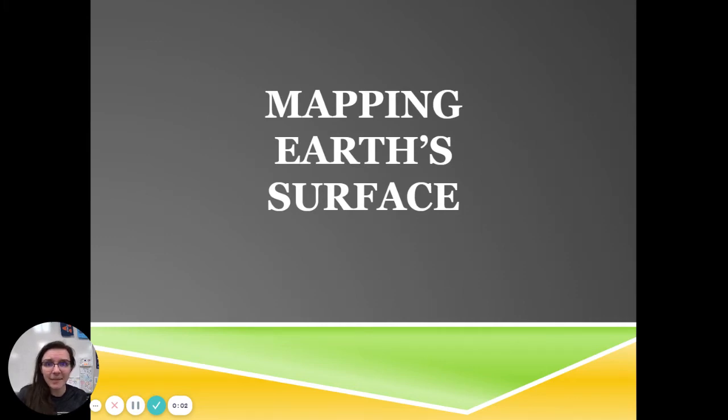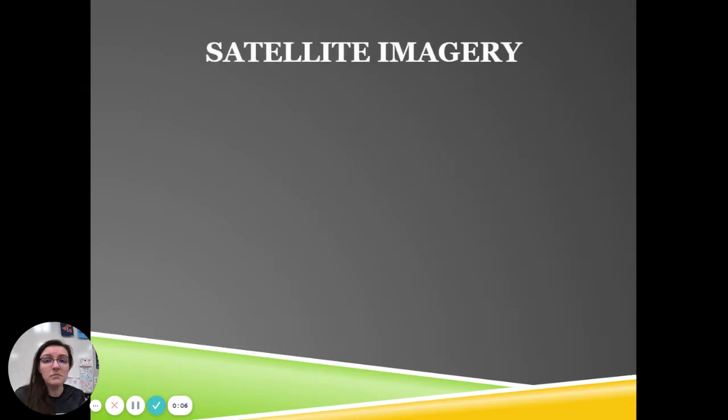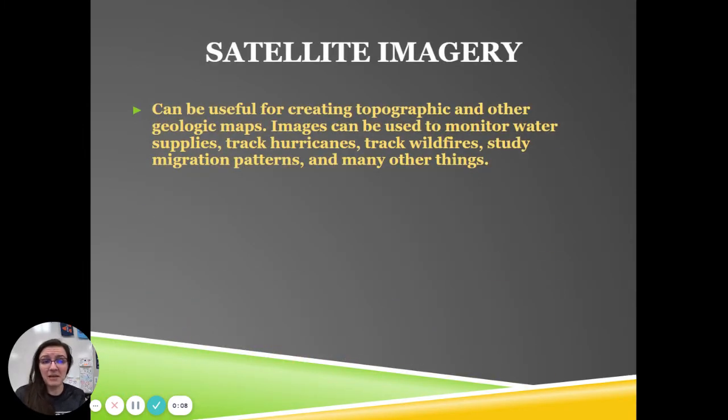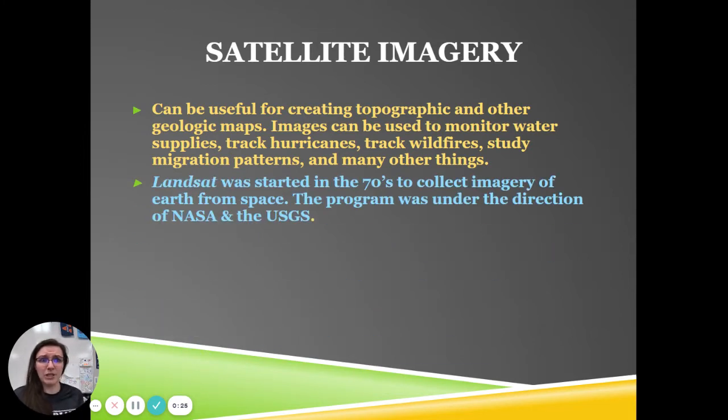So today we're going to be talking about a couple different ways that we can map the surface of the Earth. So first, it's satellite imagery. We can take pictures from space or from up in the sky to create topographic maps, geologic maps. We can use the images to monitor water supplies, track hurricanes, wildfires, migration patterns, lots of things. There are just lots of different ways we can use pictures from the sky when you need pictures of Earth.